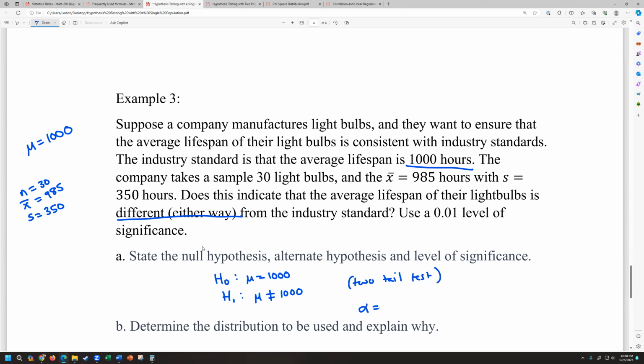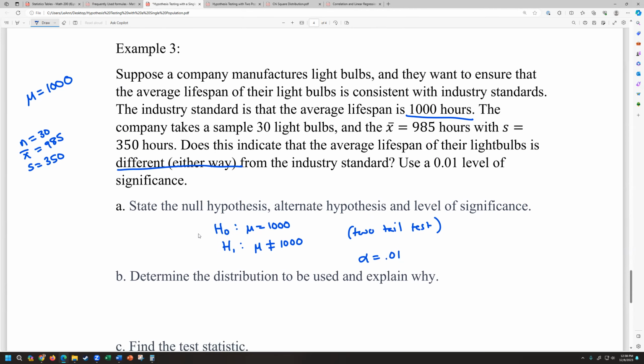Okay, and our alpha is 0.01. Okay, what distribution will we be using, and explain why? Well, we know that our sample is greater than or equal to 30, so it doesn't matter if they tell us the lifespan is bell-shaped and symmetric, because we have a large enough sample size.